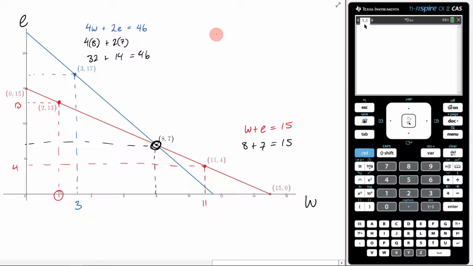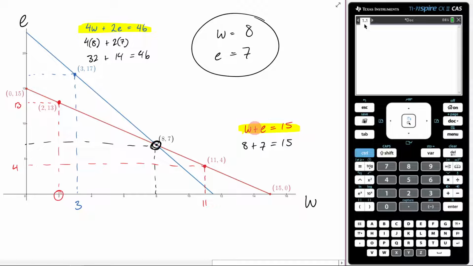So our answer to this is going to be the amount of wombats is going to be 8, and the amount of emus is going to be 7. That's the answer. W is equal to 8, and E is equal to 7. That satisfies both of our equations, this one and this one. So that's how you think this question through graphically.